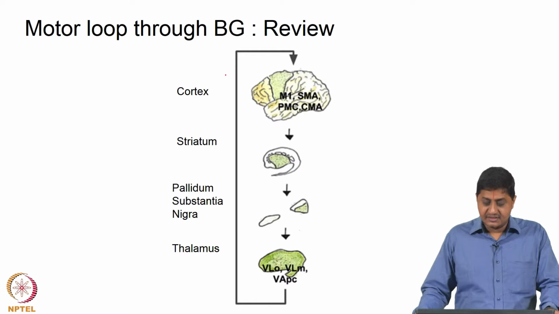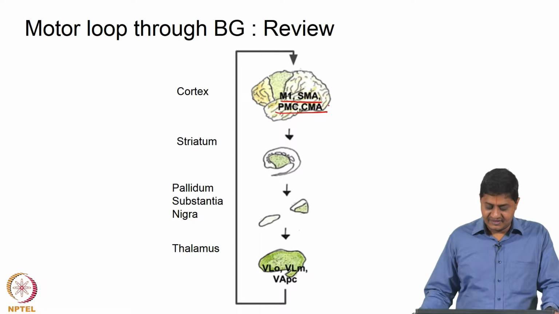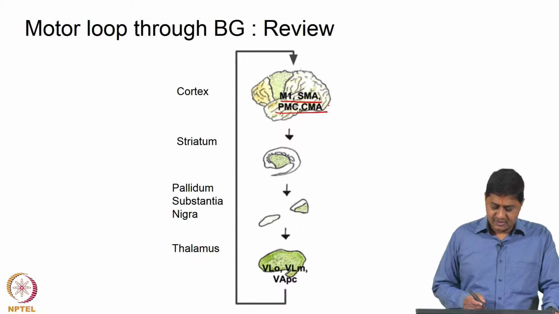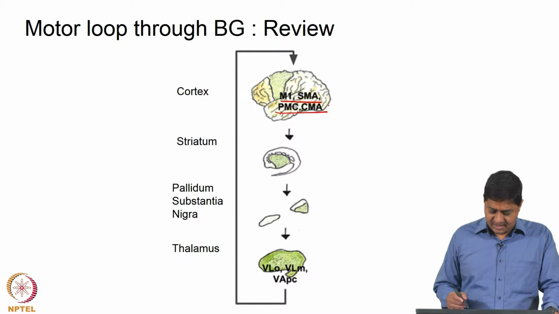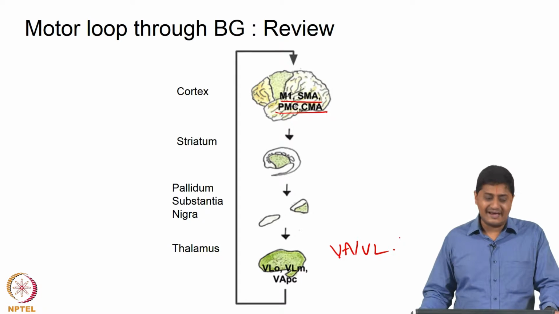In the cortex, areas responsible for motor functions are the primary motor cortex, supplementary motor area, premotor cortex and cingulate motor area. From these areas there is projection onto basal ganglia, specifically the striatum, or in most cases putamen. From there the output goes to the pallidum, and from there to the thalamus, where the motor areas project to ultimately the VA/VL thalamus, or ventroanterior and ventrolateral thalamus.